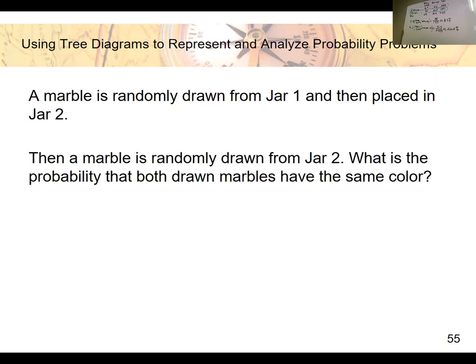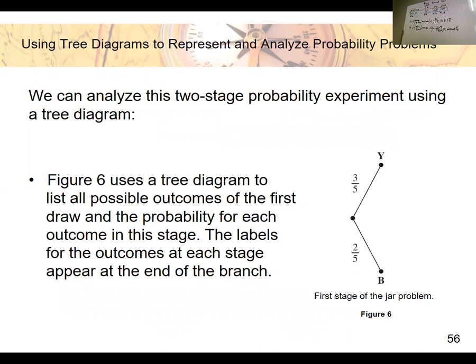So in this case, this is where we can construct a tree diagram for this situation, as you'll see on the next slide. This is what figure 6 illustrates. Here we list all the possible outcomes from the first draw and the probability for each outcome in this stage. On the first draw, we have a yellow or a blue marble in the first jar. The probability of getting a yellow marble would be 3 out of 5, and the probability of getting a blue marble would be 2 out of 5.